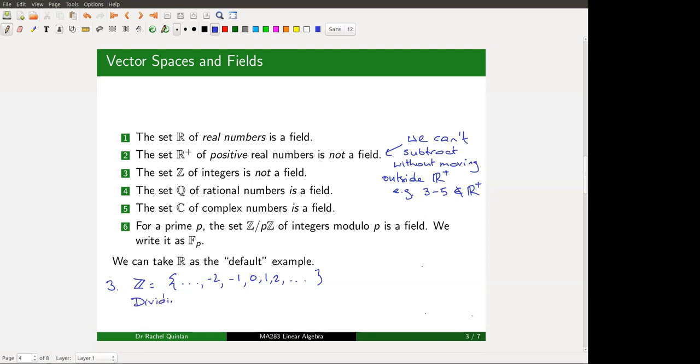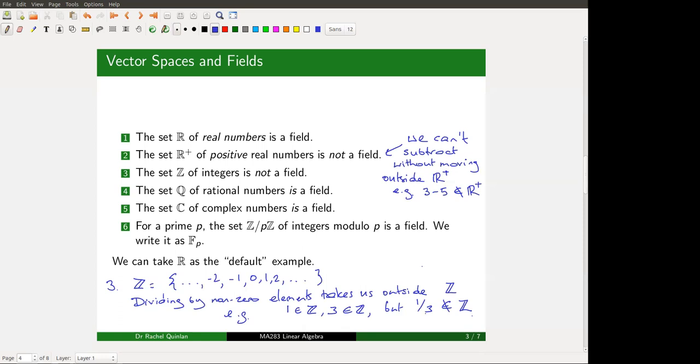So dividing by non-zero elements takes us outside, or at least sometimes takes us outside Z. So for example, if we try to divide 1 by 3, 1 is an integer, 3 is an integer, but the result of dividing 1 by 3 is not an integer. Okay, so within the integers, we can add, subtract, and multiply, but we can't necessarily divide by any non-zero element and still stay within the set of integers. And that's enough to disqualify the set of integers from being a field.